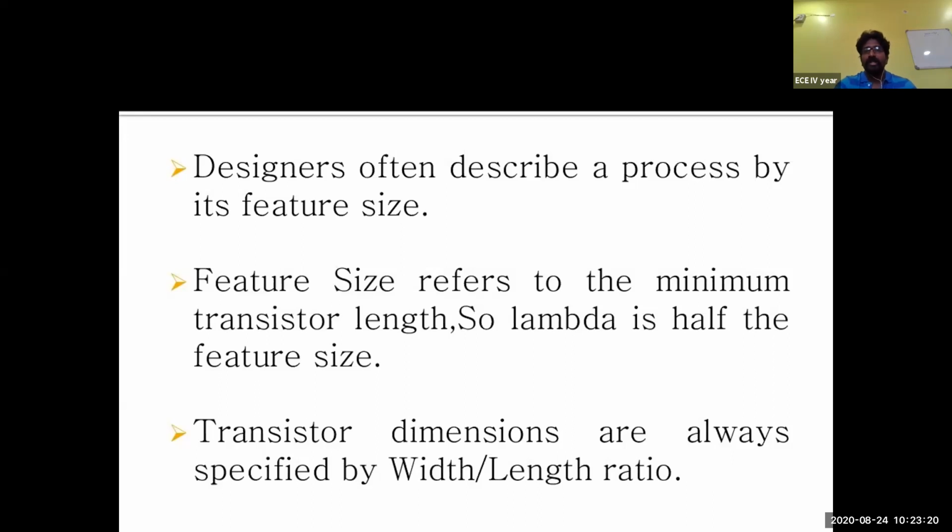Feature size refers to the minimum transistor length. So lambda is half of the feature size. Just now, as I told, 180 nanometer means the length is 180 nanometer, and then lambda will be 90 nanometer. That's the feature size. The other name for the feature size is the W/L ratio, or else it is also called the aspect ratio.